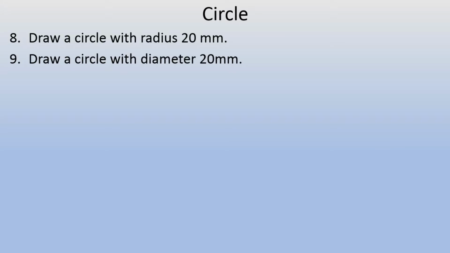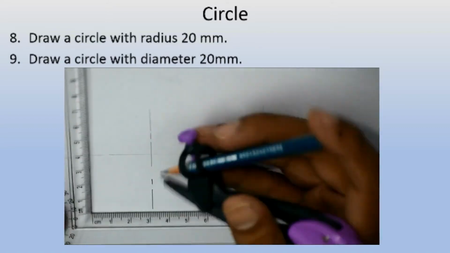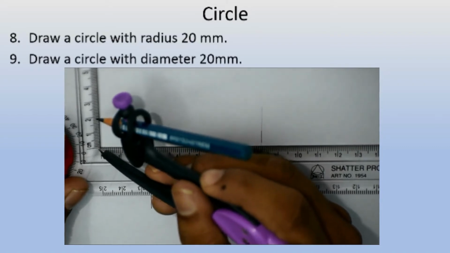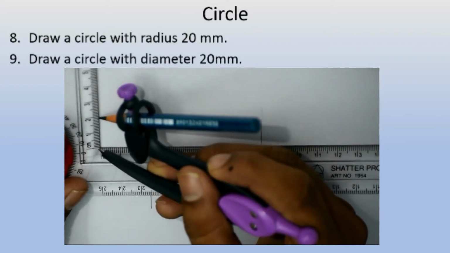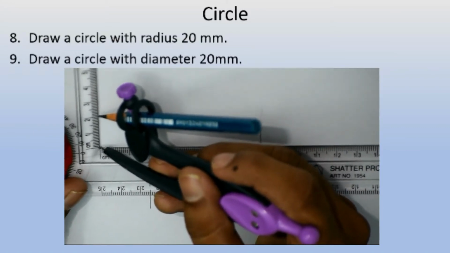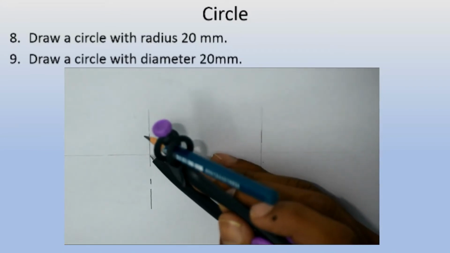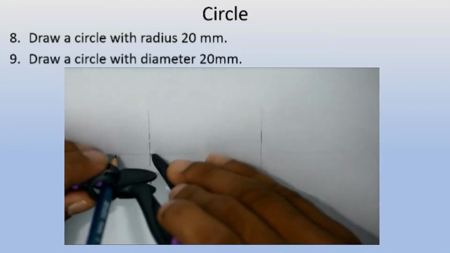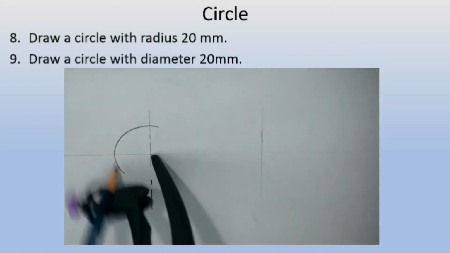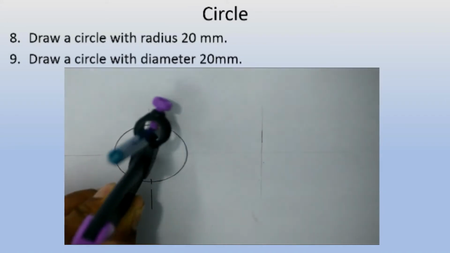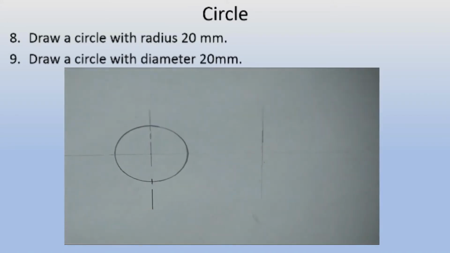Draw a circle with 20 mm radius and draw a circle with diameter 20 mm. So here I have axis lines marked already. As I said, whenever we have to draw a circle, we have to take the radius, and in question number 8, radius is directly given. So I will take the radius as 20 mm directly. And you can observe that I am drawing the circle here. Now our circle is completed with 20 radius. This was question number 8.